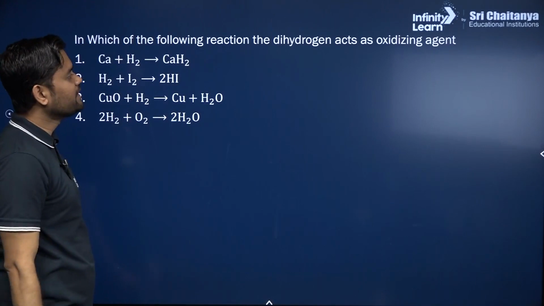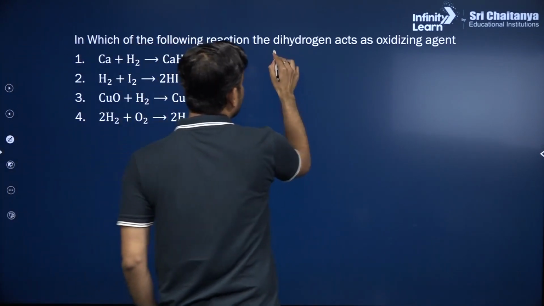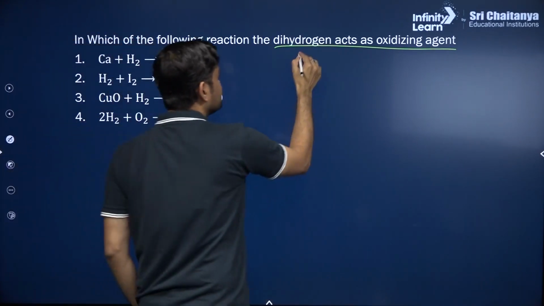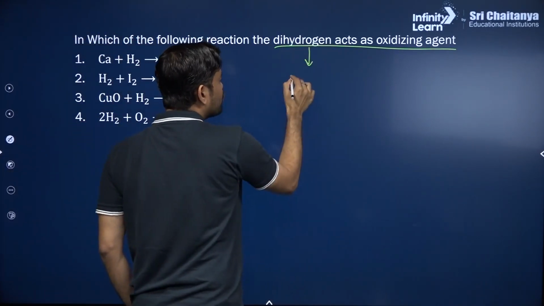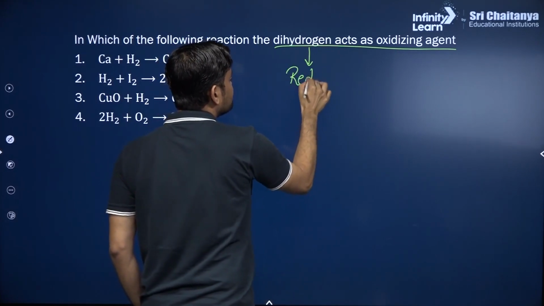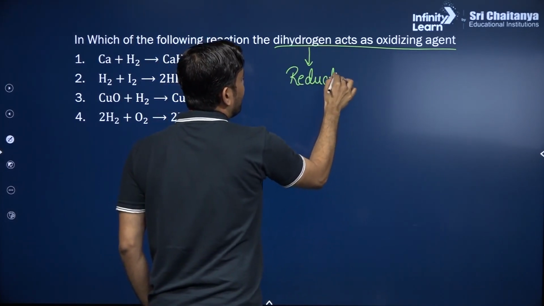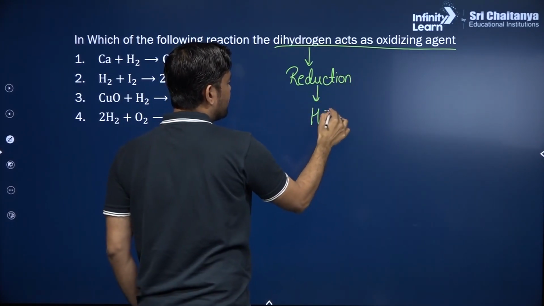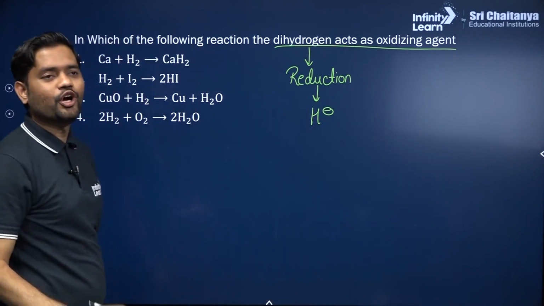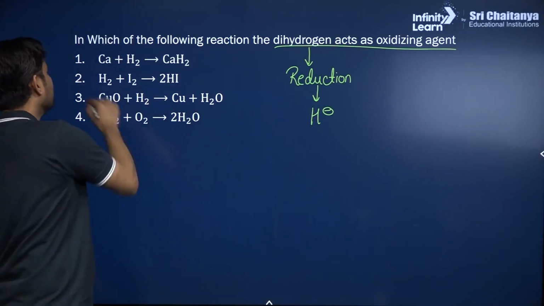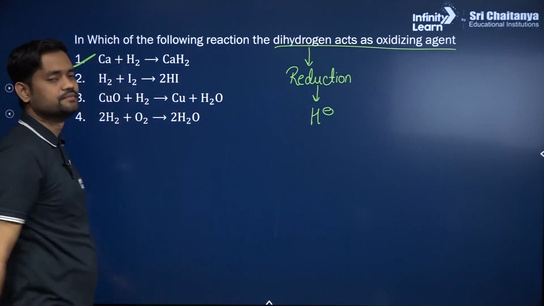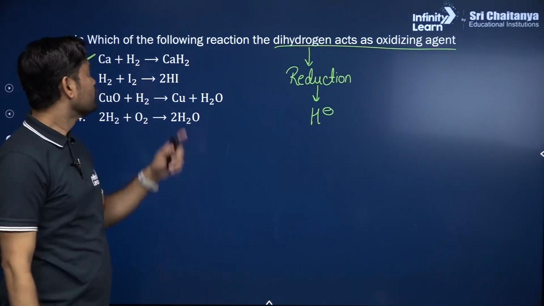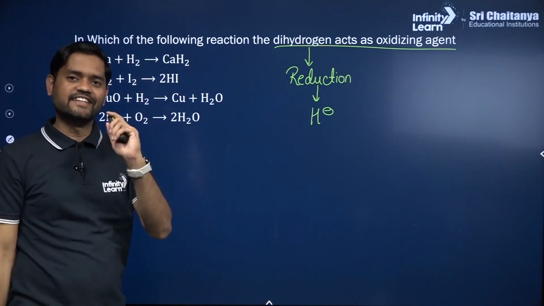In which of the following reactions does dihydrogen act as an oxidizing agent? Oxidizing agent means what? Dihydrogen undergoes reduction, and since dihydrogen undergoes reduction, that means it will form a hydride. Okay, and the only option in which hydride is formed is, clear? Sure, where hydrogen will carry a -1 charge. So for this question, option 1 is the right answer.